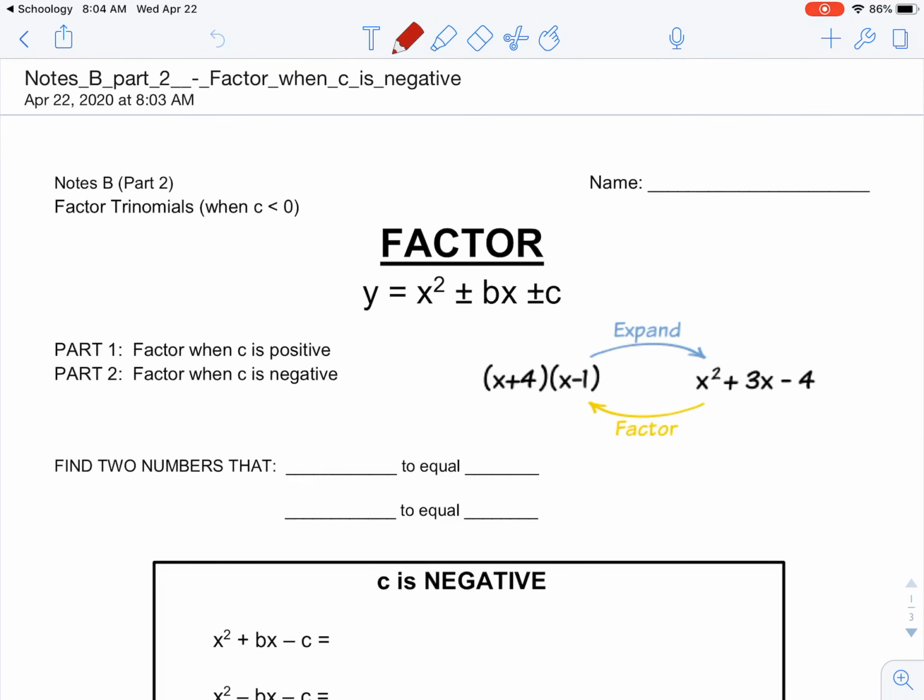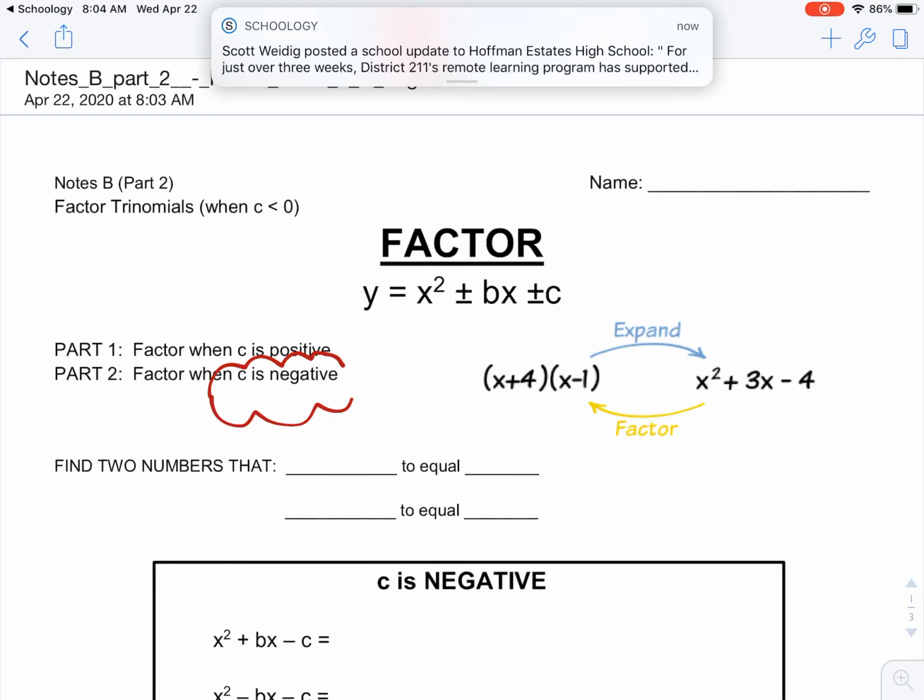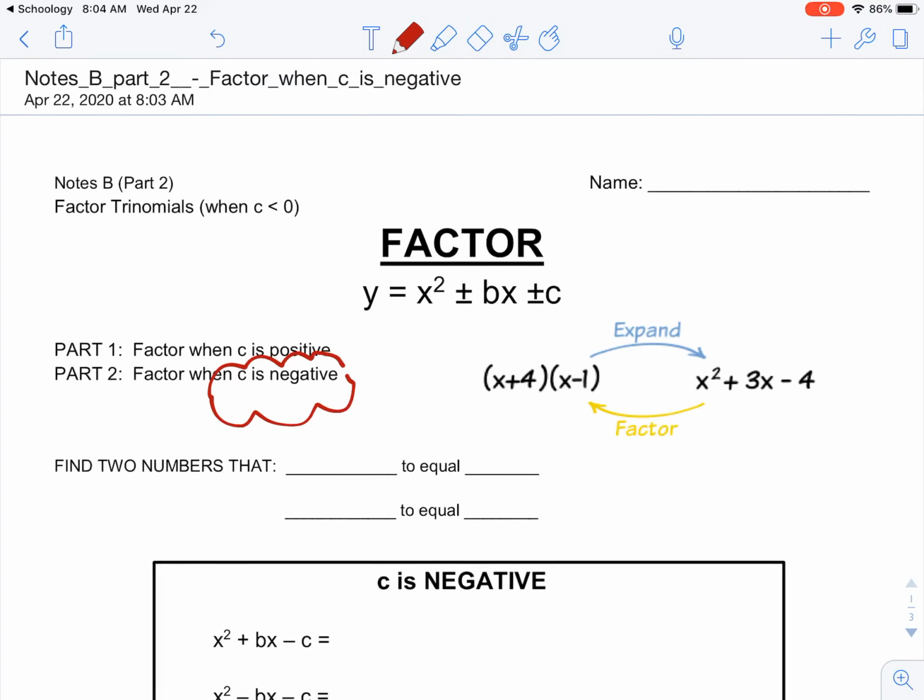Okay, now we're going to do part 2 of the notes on factoring. So part 1 was when C is positive. Part 2 we're going to take a look at when C is negative. So when our C value here is negative, we want to subtract to equal B and multiply to equal C. So the difference from what we just learned is that B value we are going to subtract.